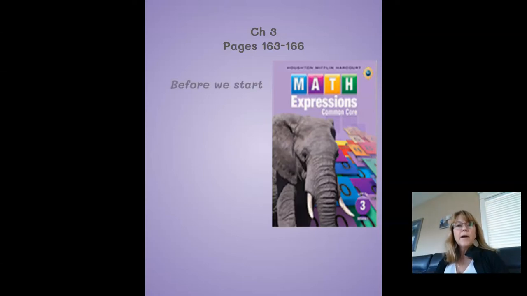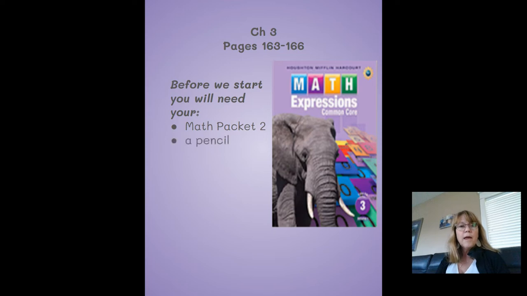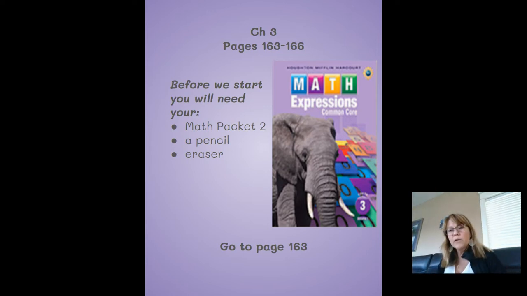I am going to have you grab your second packet that I had sent home with you, and a pencil and eraser, and then you're going to go to 163. Now, we're not going to start right away in the book. We're going to show you a couple things and a couple tricks on how to measure things with volume.